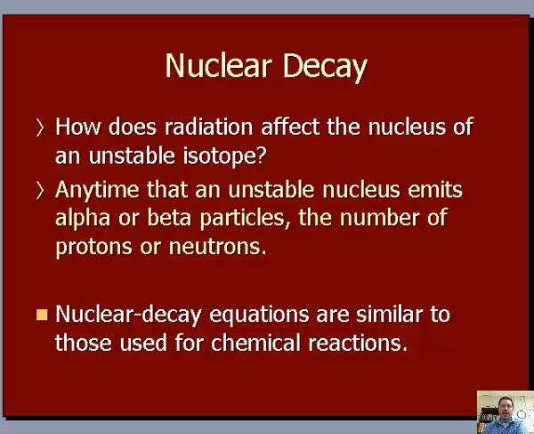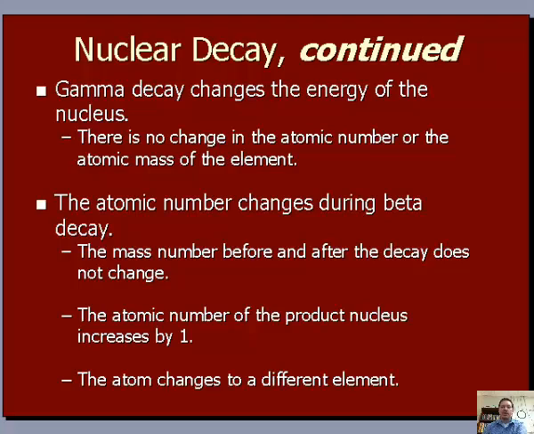So nuclear decay equations are similar to those used for chemical reactions, and we'll get to those here shortly. A gamma decay changes the energy of the nucleus, so there's no change in the atomic number or the atomic mass of an element. The atomic number changes during beta decay. The mass number before and after the decay does not change. The atomic number of the product nucleus increases by 1, and the atom changes to a different element.